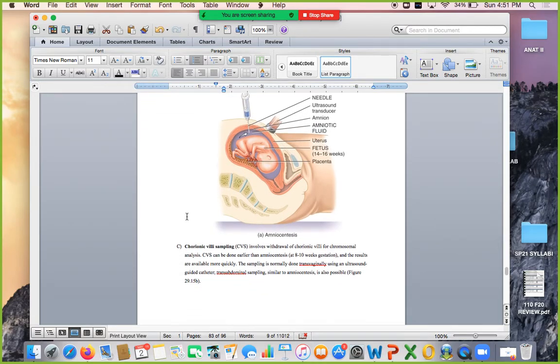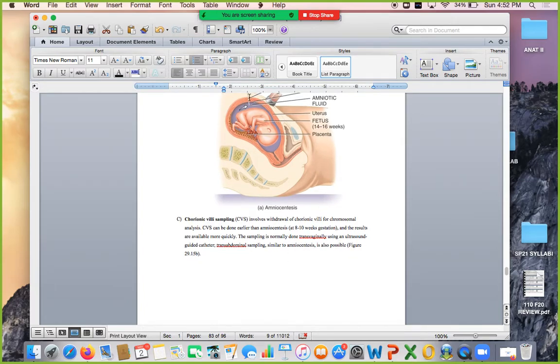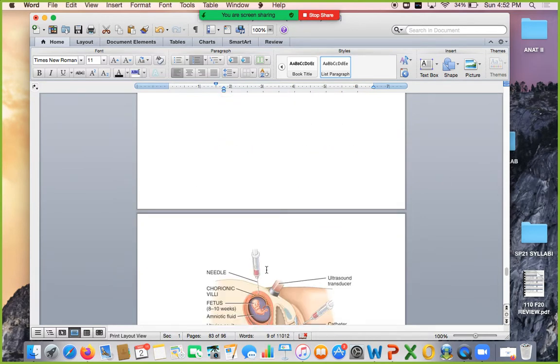Another type of testing we can do is chorionic villi testing, where we're going to take the chorionic villi and analyze it for different chromosomal abnormalities, etc. So again, it's very similar, but instead of using a needle to go through into the fluid, the needle will go in and take something from the chorionic villus. And then this is usually going to be done transvaginally. So we can either take a needle in and do it that way, or we can go in this direction from the vagina and get a sample that way using an ultrasound guided catheter.